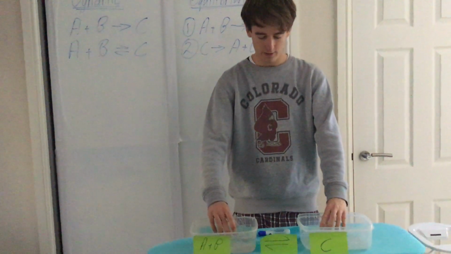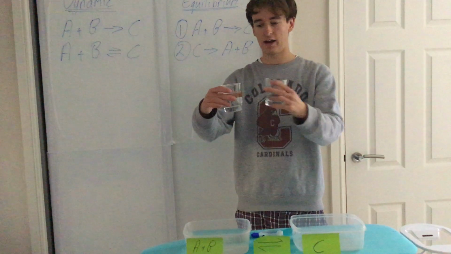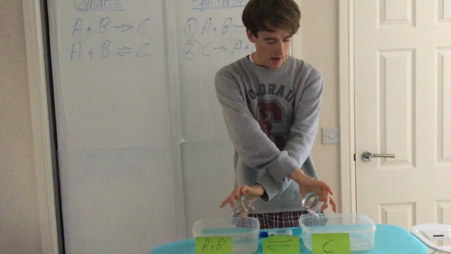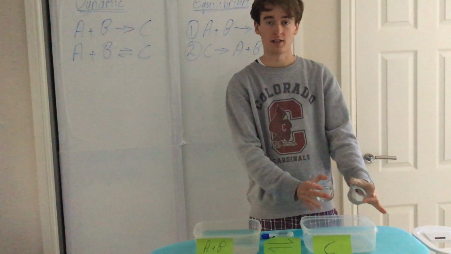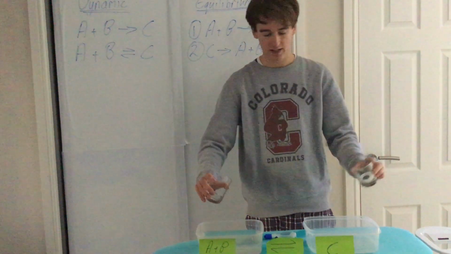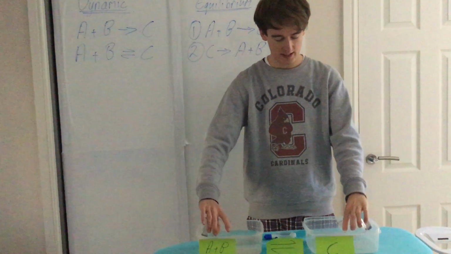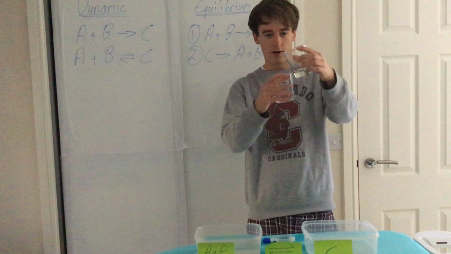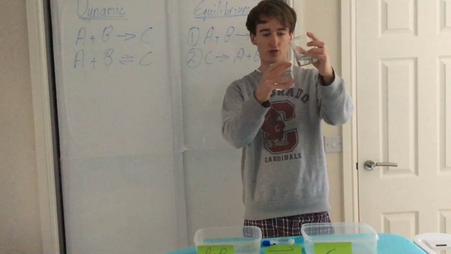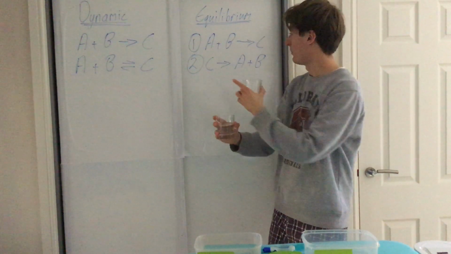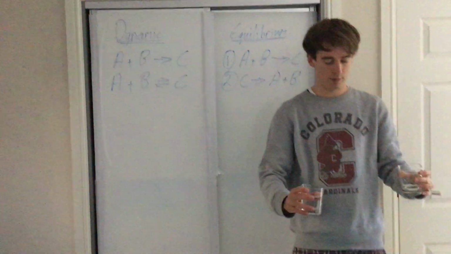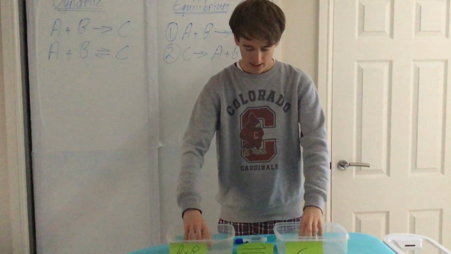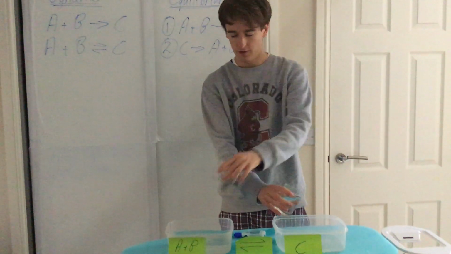When I start off, as I said, there's maximum rate of forward reaction and no rate of reverse. However, I've now produced some of C. A and B are still vastly in the majority, but this means at the second time I've got the tiniest amount of rate, just a drop. The predominant rate is still forward, from A plus B going to C. So I pour those away and carry on with this process a few more times.